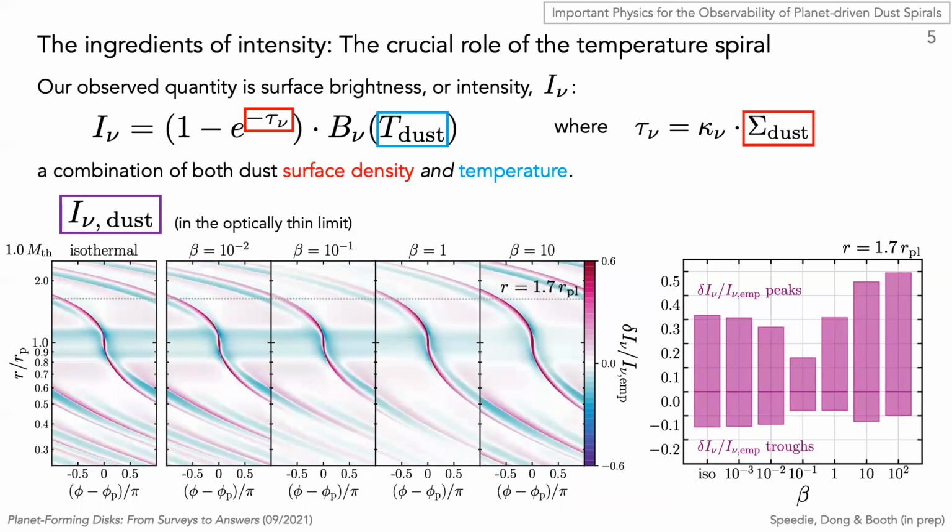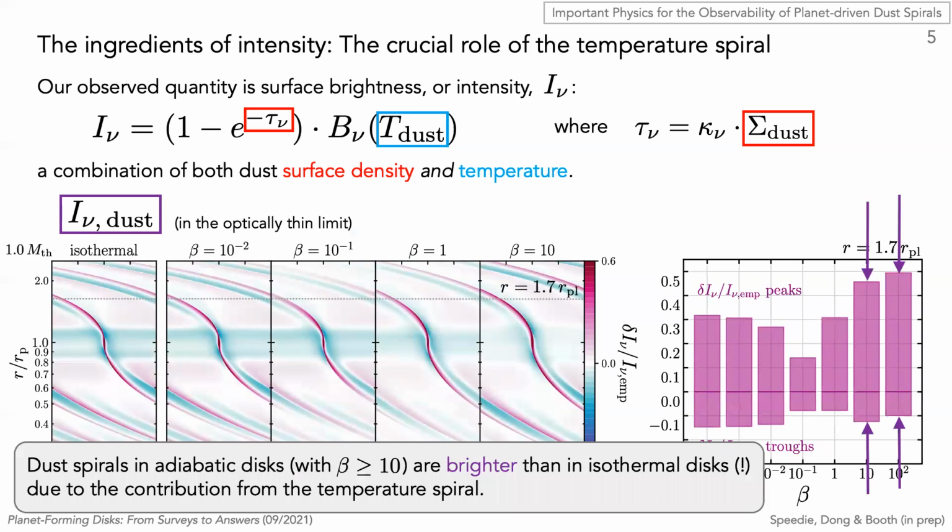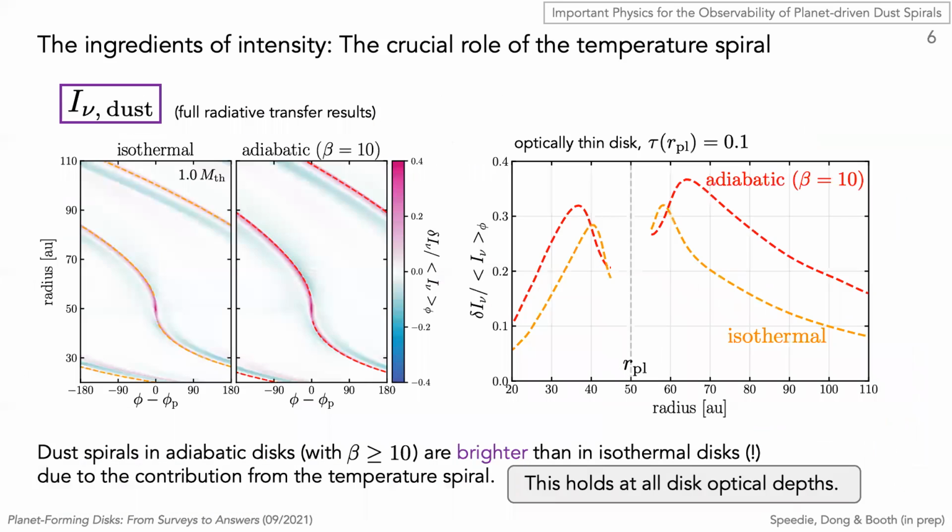For beta cooling times longer than about 1 dynamical time, the temperature spiral really kicks in, and as a result, planet-driven dust spirals in those adiabatic disks are significantly brighter than in isothermal disks. This is something that is very important and not widely enough emphasized. So what I just showed you was in the optically thin limit, but this holds in full radiative transfer simulations and at almost all disk radii as well.